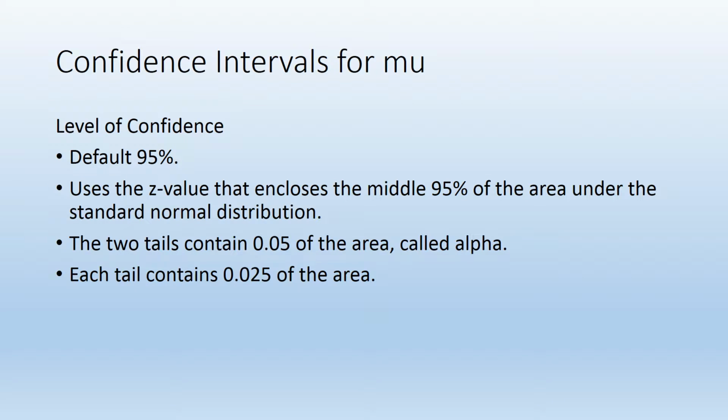Each problem will tell you what level of confidence to use, but in this class, if a problem does not specify a level of confidence, my default policy is to use the 95% level. The 95% level of confidence uses the z-value that finds the middle 95% of the area under the standard normal distribution. The area in the tails, 0.05 in this case, is called alpha, and half of alpha, 0.025 in this case, is the area in each tail. In the next lesson, we'll start using one-sided as well as two-sided confidence intervals.